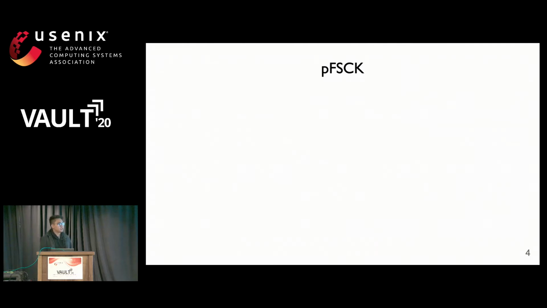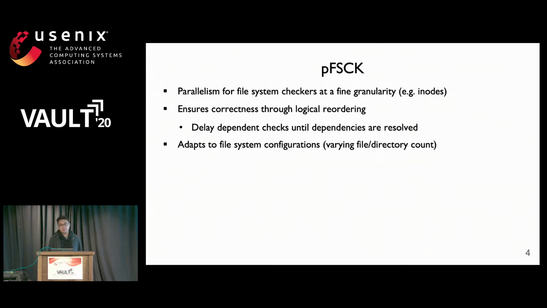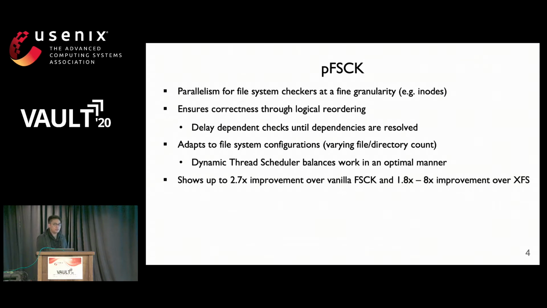Which brings us to our proposed system, pFSCK. pFSCK provides parallelism for file system checkers at a fine granularity, for example, inodes. It ensures correctness through logical reordering by delaying dependent checks, and adapts to different file system configurations by using a dynamic thread scheduler that balances work in an optimal manner. To clarify, by different file system configurations, I mean file systems with differing amounts of utilization, such as file counts and directories. Overall, pFSCK shows a 2.7x improvement over vanilla FSCK and a 1.8 to 8x improvement over XFS repair.